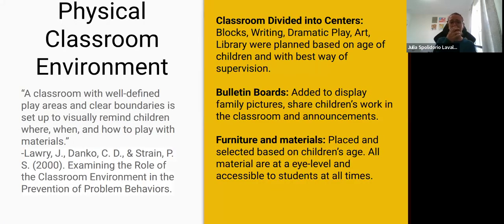The classroom environment, physical classroom environment, is basically divided in areas for the classroom, such as block, writing, dramatic play, art, the library, and it has to be planned and organized based on the kids' age, appropriate for the kids, and of course, always thinking in the best way of supervision, so there's never a blind spot. We also have bulletin boards placed throughout the classroom where we can share some of the activities that we're doing, sharing family pictures, and just kind of create that family involvement.